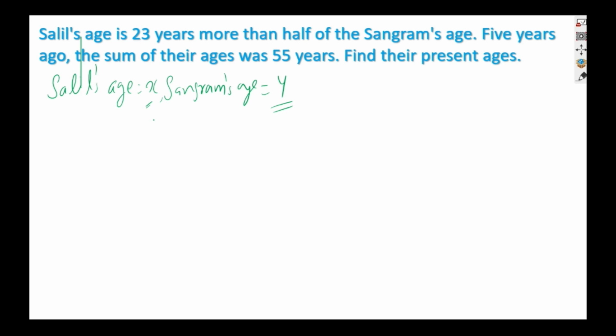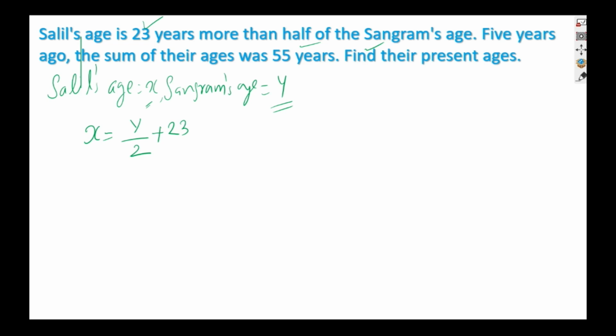And it is also given that Salil's age is 23 years more than half of Sangram's age. If you make an equation accordingly, x, which is Salil's age, is equal to 23 more than half of Sangram's age. If you write it like this, the problem will be solved. y upon 2 is half of Sangram's age, plus 23 is equal to x. Understood? So x is equal to y upon 2 plus 23.